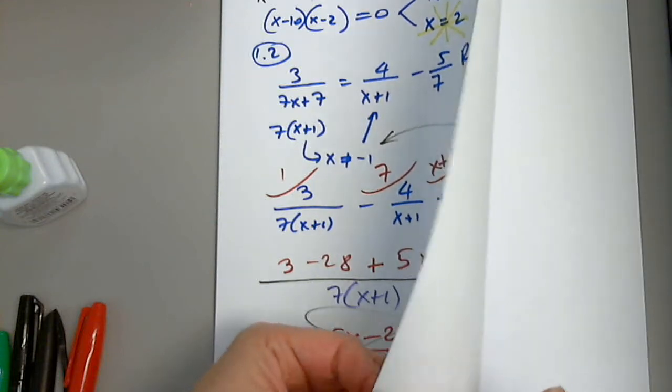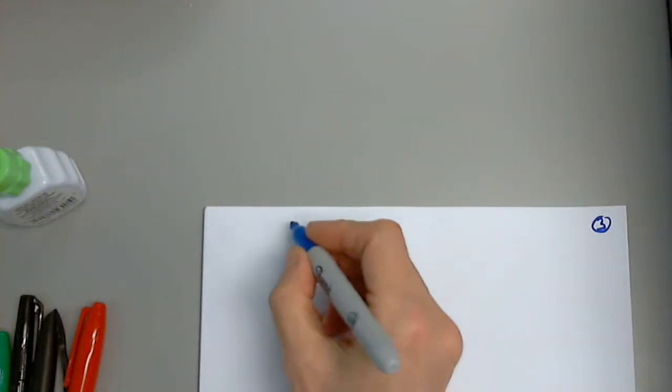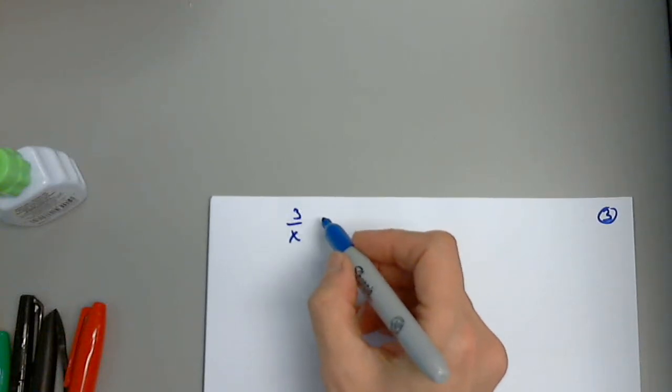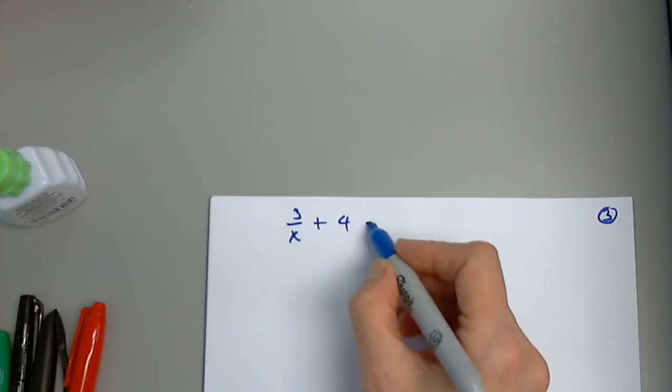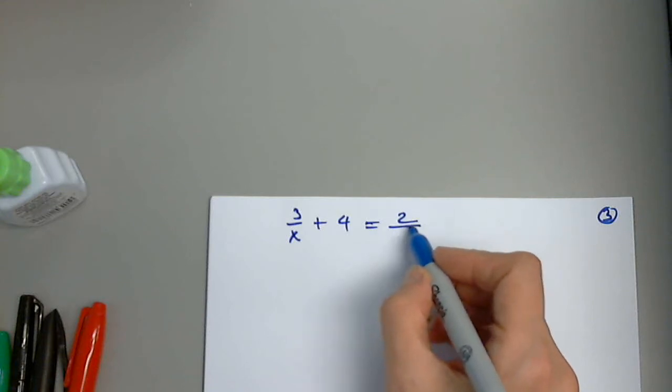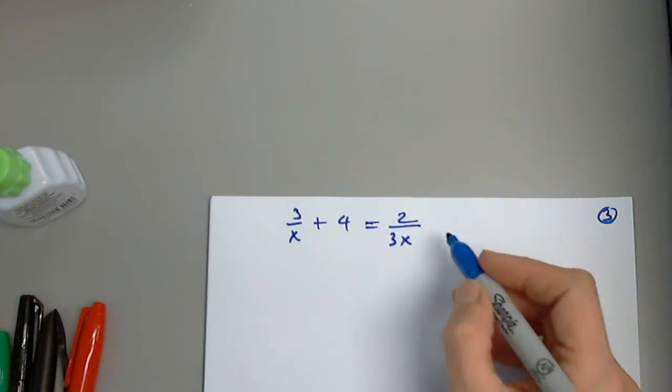It's just another math problem. That's fine. So it's 3 over x plus 4 equals 2 over 3x plus 25 over 6.